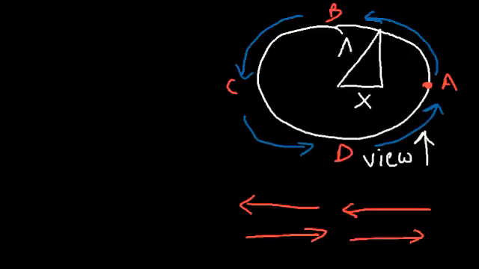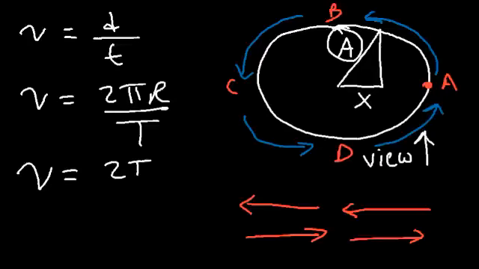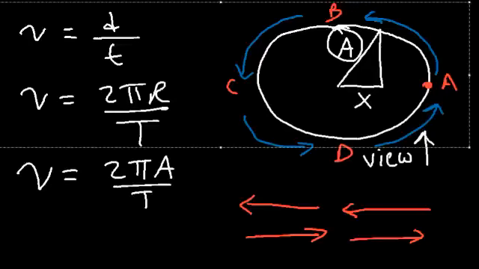So knowing that, we can say that the speed of the object around a circle is basically the distance that it travels divided by the time. And the distance around a circle is the circumference, which is 2 pi r. The time it takes to make one revolution or one cycle is the period, which is represented by capital T. Now notice that the radius of the circle is basically the amplitude. So we can replace r with a.